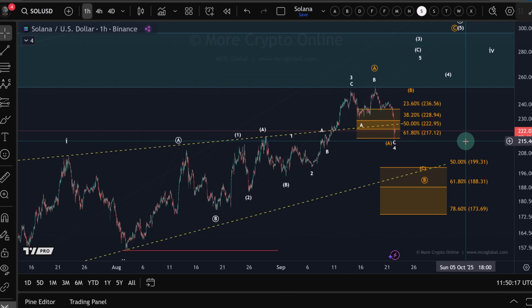So as mentioned in previous updates, once we break below $217, that's like a first indication that, let's say, the bulls are failing. For now, we haven't broken below that level. So definitely watching the space today. I'll keep you updated about that, but be prepared for maybe a larger correction if the bulls cannot show up here. Yeah, that's the update on Solana.